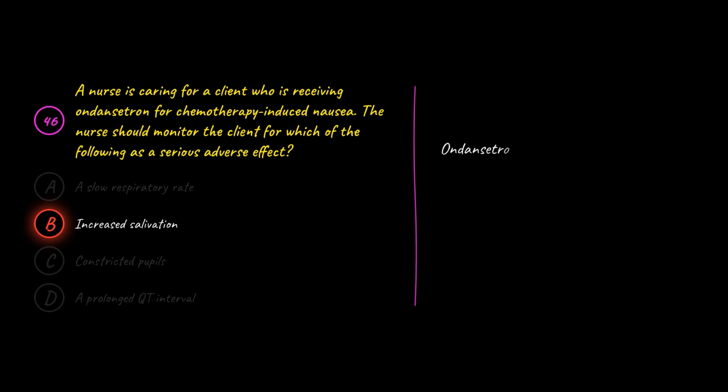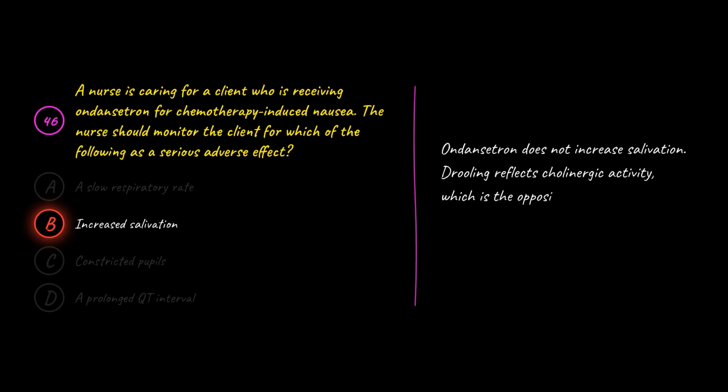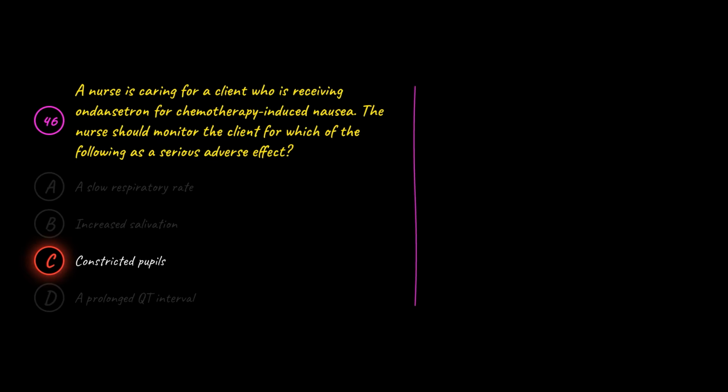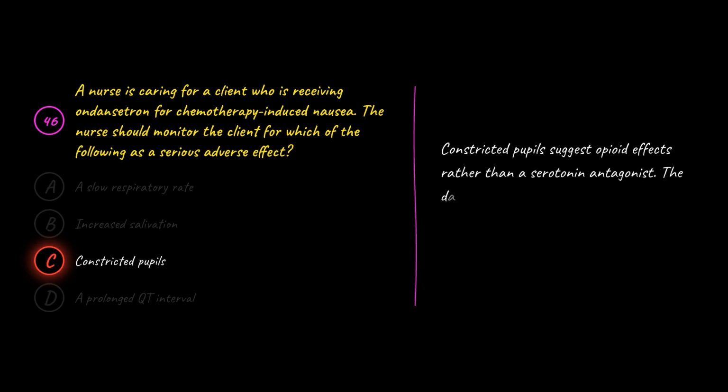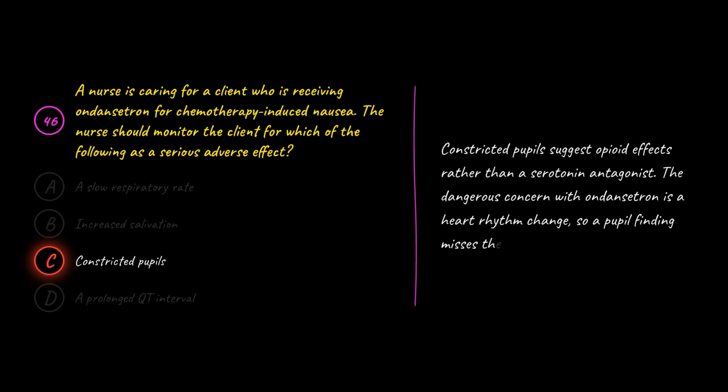B is wrong because ondansetron does not increase salivation. Drooling reflects cholinergic activity, which is the opposite direction from this drug's profile. So it is not the adverse effect to watch for. C is wrong because constricted pupils suggest opioid effects rather than a serotonin antagonist. The dangerous concern with ondansetron is a heart rhythm change, so a pupil finding misses the real adverse effect.